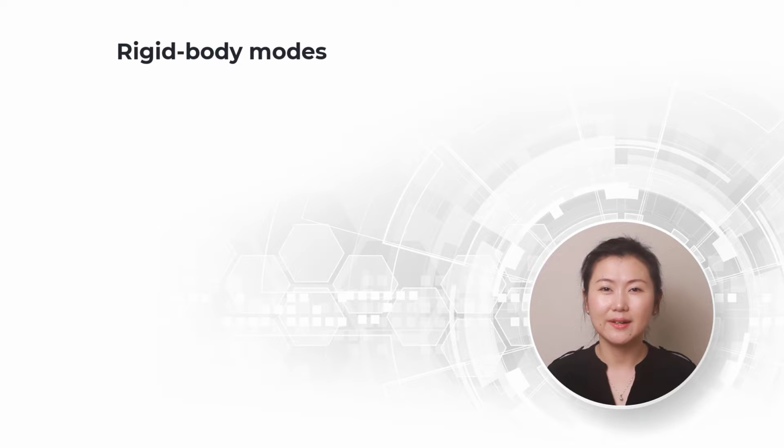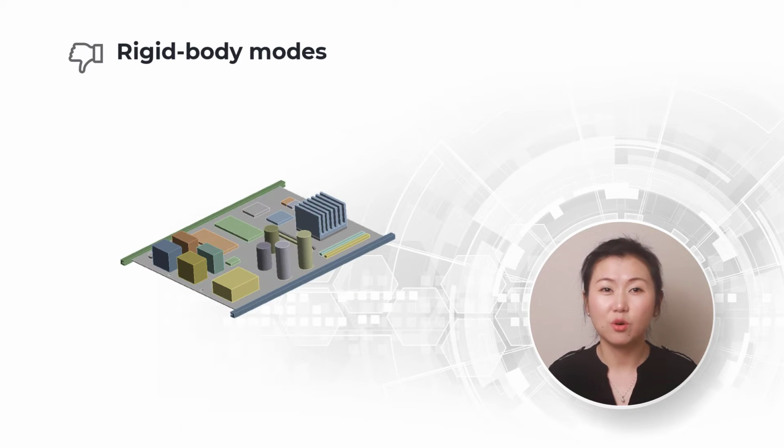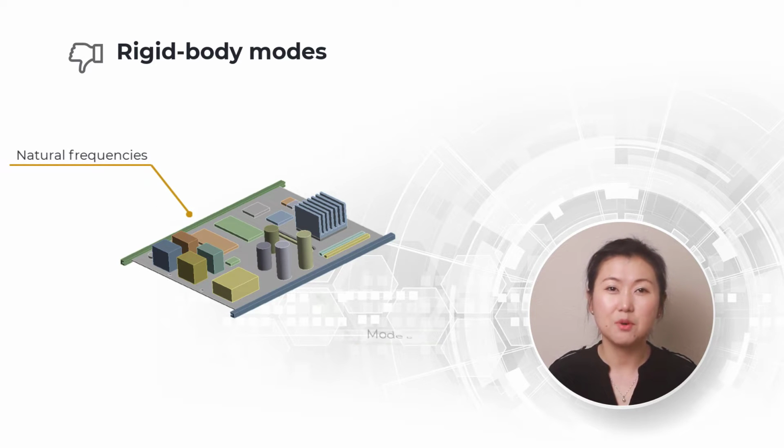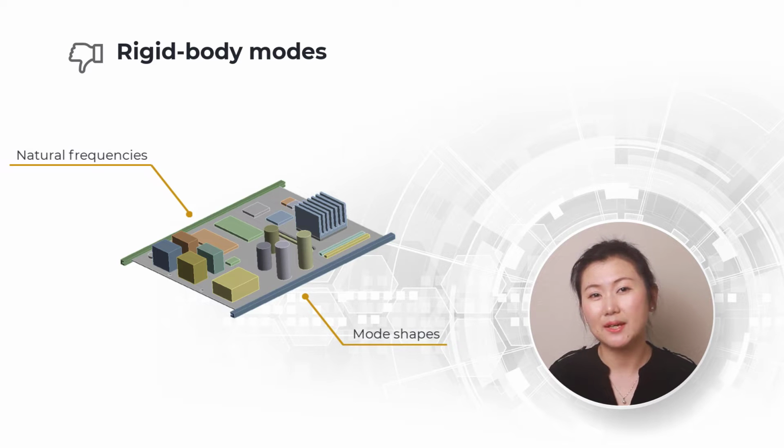As we mentioned earlier, we may or may not want rigid body modes. Let's first start with the case where rigid body modes are undesired. Imagine that you need to perform modal analysis on a circuit board structure. What you expect from the modal analysis is a series of natural frequencies and mode shapes that describe the dynamic characteristics of the system.